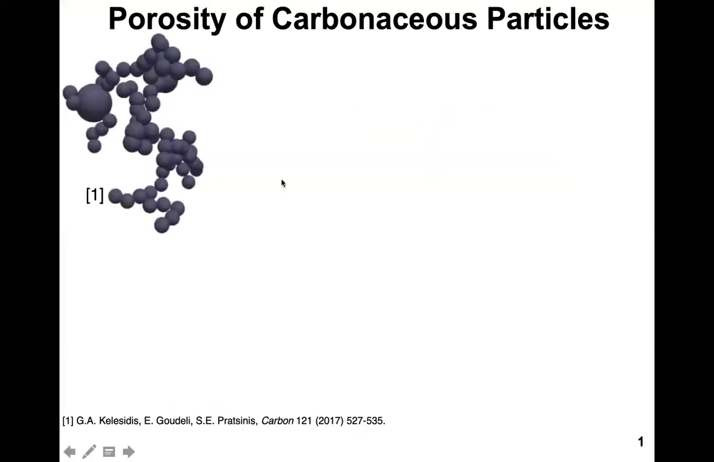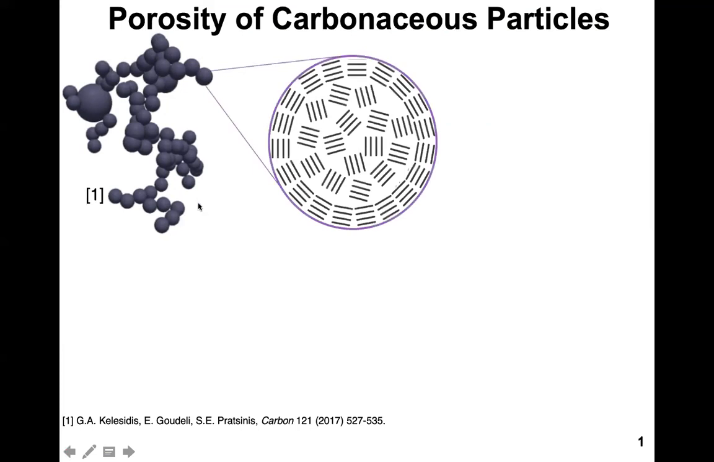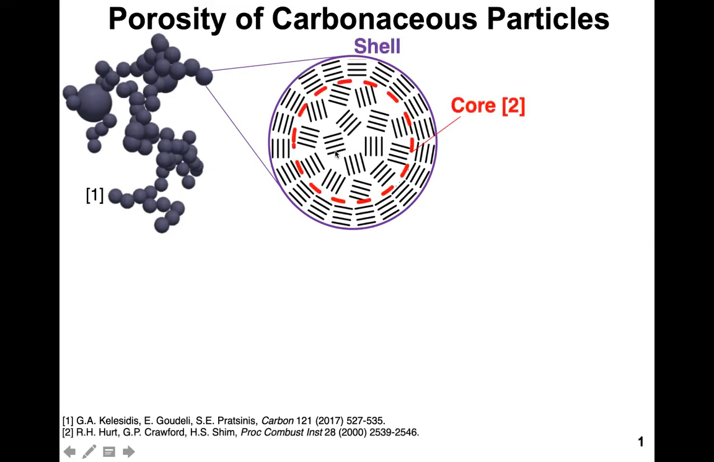Carbonaceous nanoparticles generated by combustion typically coagulate to form fractal-like agglomerates, such as those shown during the previous presentation by Professor Carlizo. Each one of these nanoparticles contains polyaromatic hydrocarbon molecules that are arranged in small crystallites, in small stacks, as you can see over here. These crystallites are distributed rather randomly inside the core of this particle. Close to the surface, though, these crystallites are arranged concentrically and form a graphitic shell.